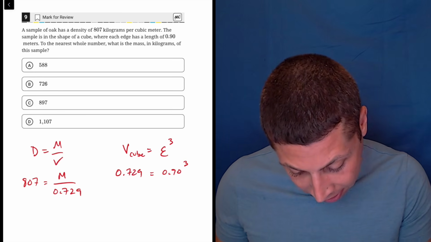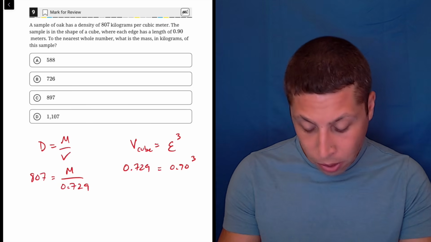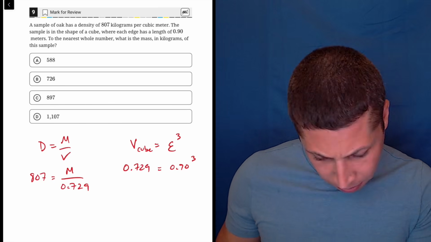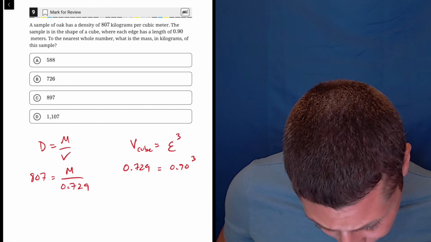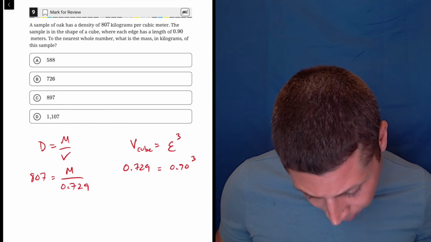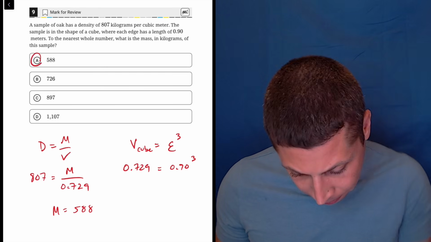And they want the mass. So now I just multiply both sides by 0.729, so times 807. Are we good here with all the units? Meters, kilograms. Okay. So I'm getting M is 588. Yeah, okay, cool.